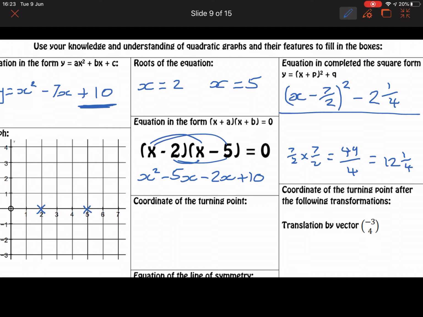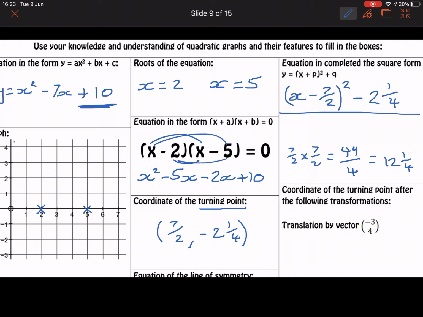From that, hopefully from last session, you've remembered we can find the turning point. So I'm now down here, that middle bottom box, coordinate of the turning point. Do you remember if the number's in the brackets, like that minus 7 over 2, we flip the sign, so it's just 7 over 2. The number outside the bracket, we keep the sign, minus 2 and a quarter. So that's just come from our completed square form, and we've got our turning point.